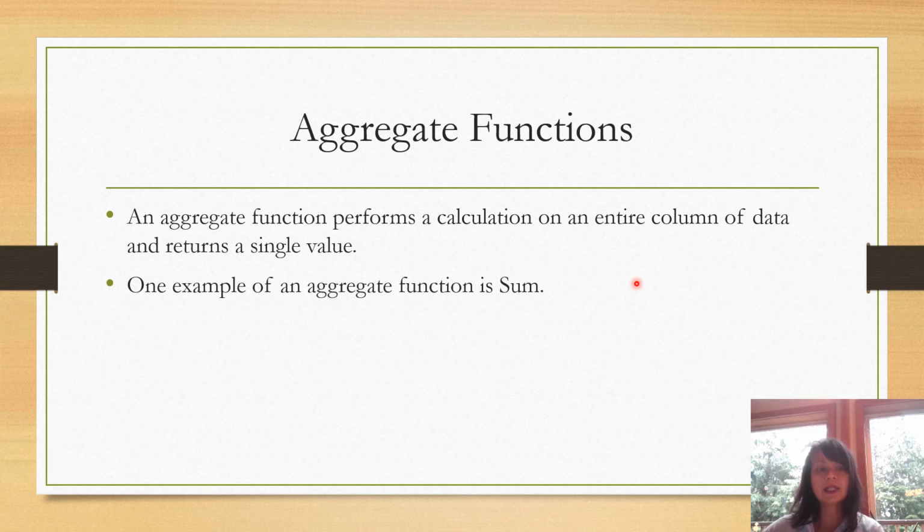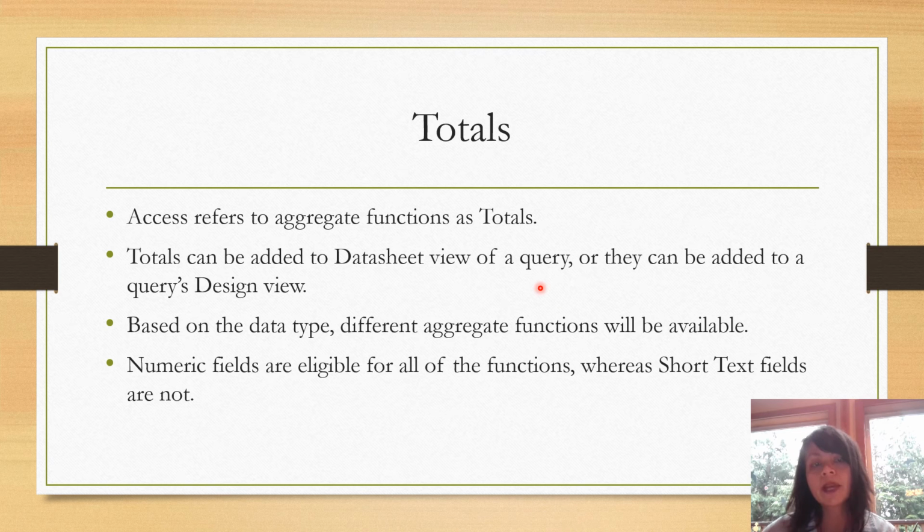Moving on, let's look at aggregate functions. An aggregate function performs a calculation on an entire column of data, and it returns a single value. So an example of this is sum. Access refers to the aggregate functions as totals. It's another word for the same thing.